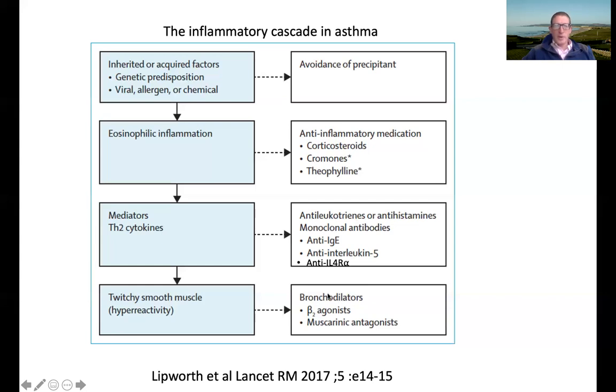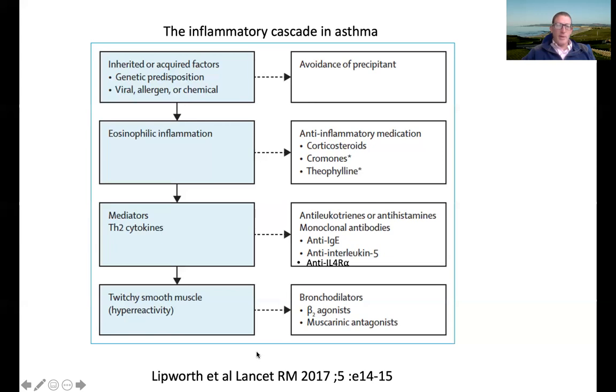And finally, right at the bottom of the cascade are the bronchodilators. And these are either beta-2 receptor agonists, so these are like your own endogenous adrenaline, or muscarinic antagonists, which block your own acetylcholine signaling. This works on the muscarinic type 3 receptors.